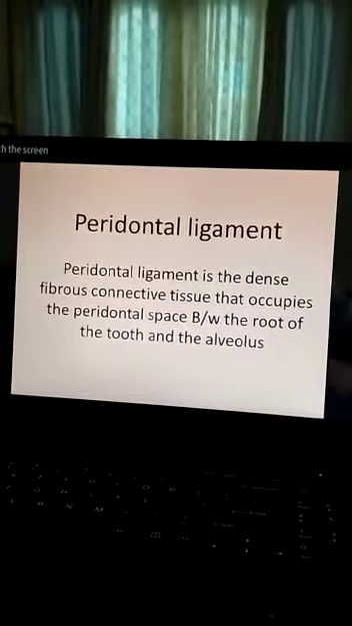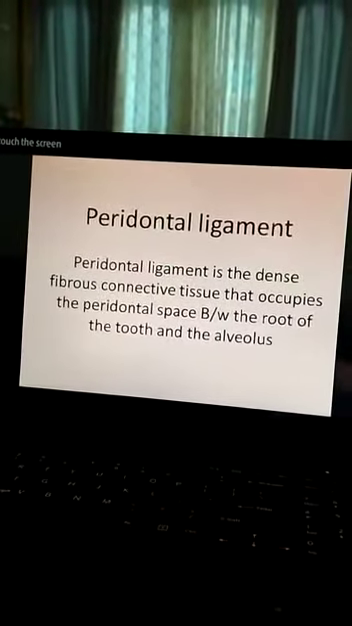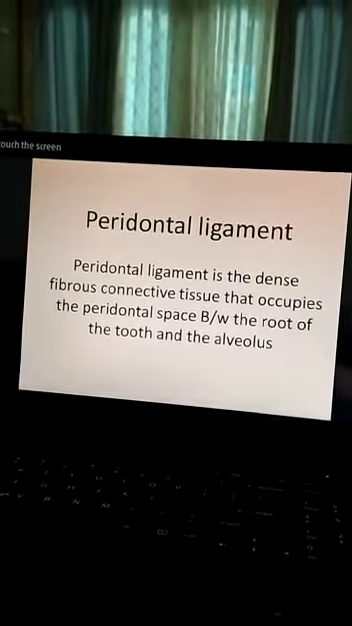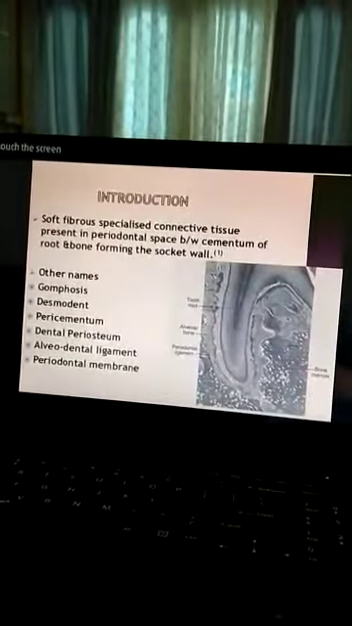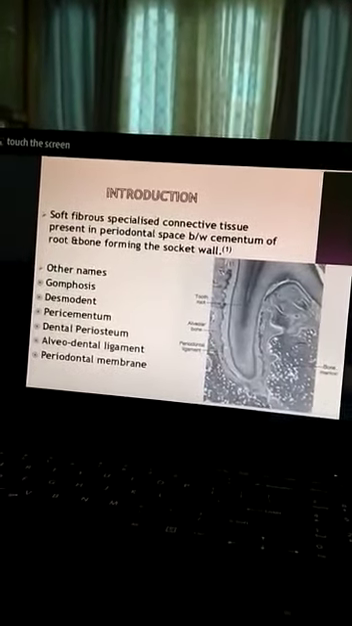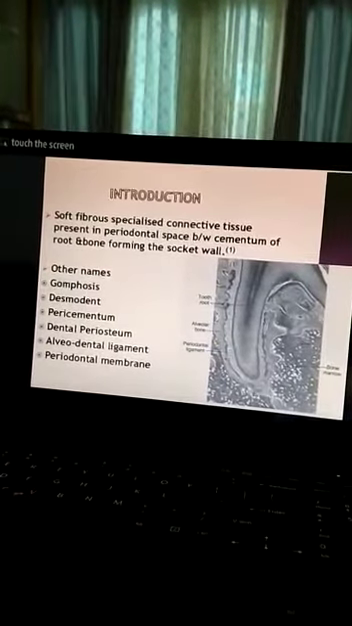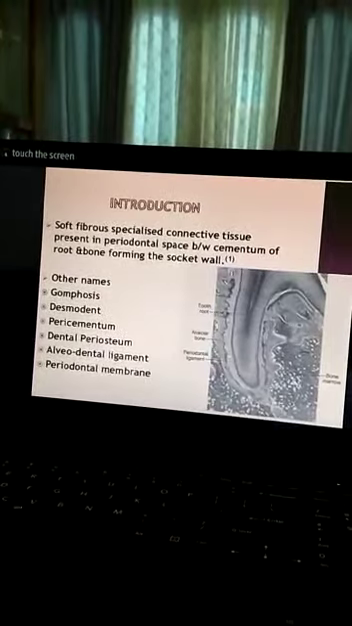Periodontal ligament. Periodontal ligament is the dense fibrous connective tissue that occupies the periodontal space between the root of the tooth and the alveolus. The other names of the periodontal ligament are gomphosis, desmodont, pericementum, dental periosteum, alveolodental ligament, and periodontal membrane.